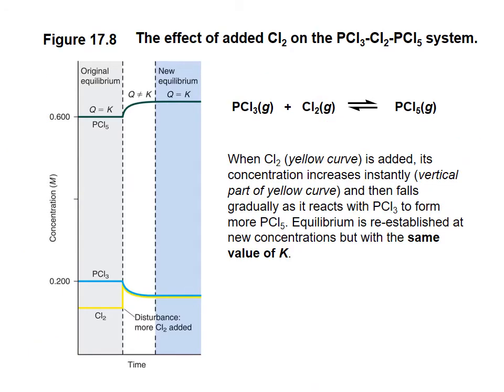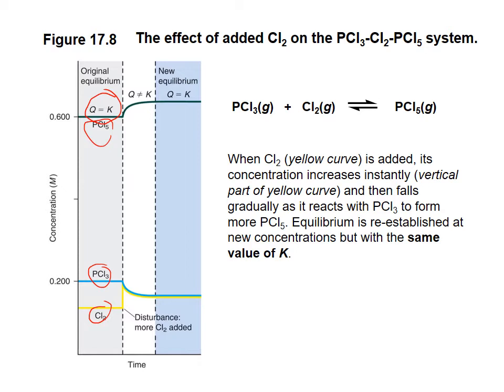This diagram shows how the reaction responds to a disturbance. Okay, same reaction, and initially chlorine, phosphorus trichloride, and phosphorus pentachloride are at equilibrium. These are the equilibrium concentrations. So at this moment, Q equals K because it's at equilibrium.